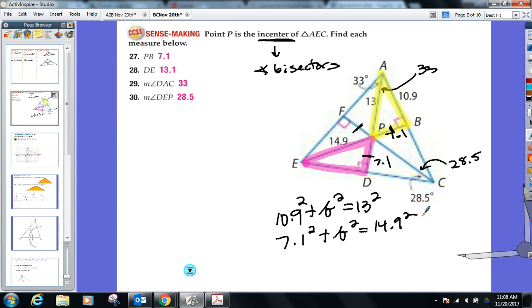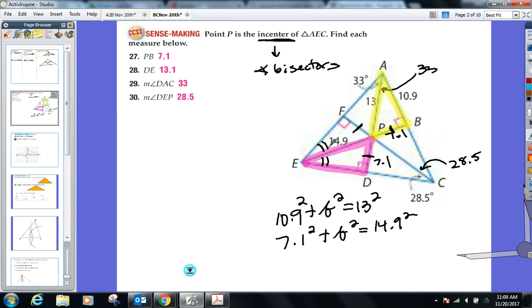We already answered angle DAC. DAC, 33 degrees. Why? Because what's AD? Angle bisector, because this was an in-center. And then finally, how do you get DEP? Where's DEP? How about this angle right here? Well, we know those two are equal because what's BE again? That's an angle bisector, right?